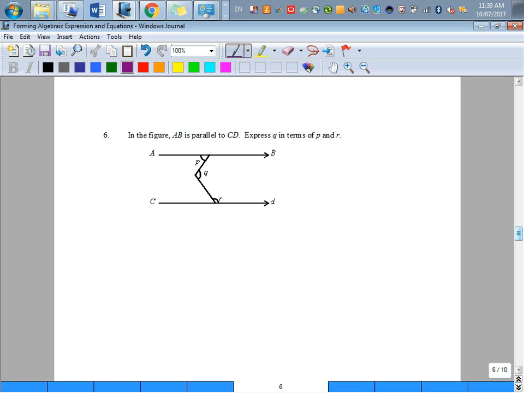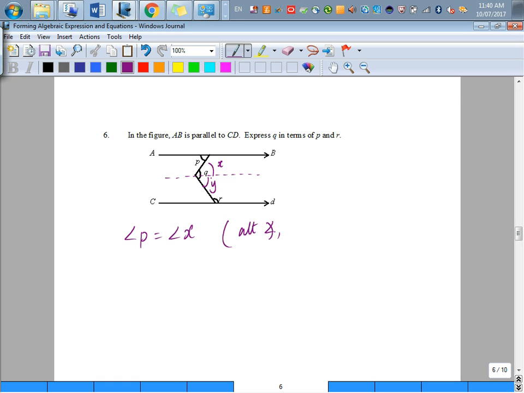Prove this one. Okay, I need to draw a line. So the line will be over here. Then you label this as angle A. Okay, let's not use A, because we are using A already. Maybe let's use X and Y. Okay? And then from the diagram, angle P equals angle X, alternate angles.